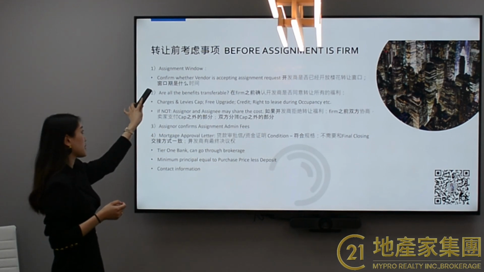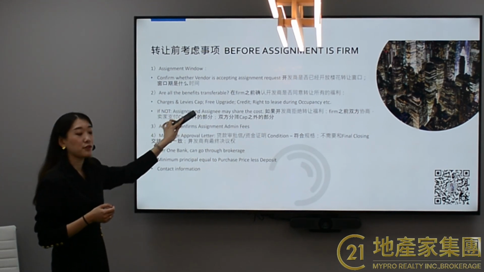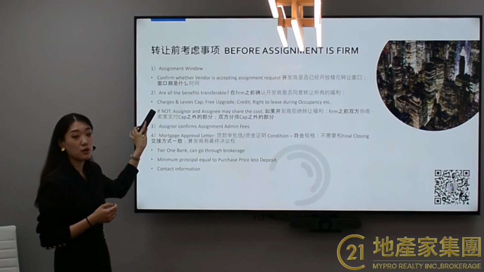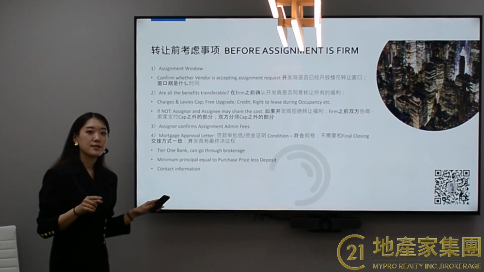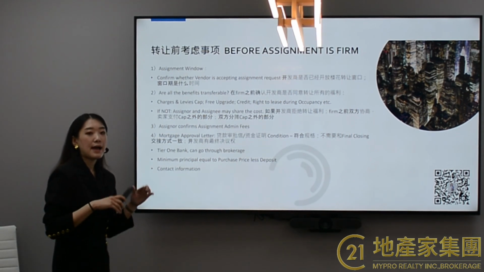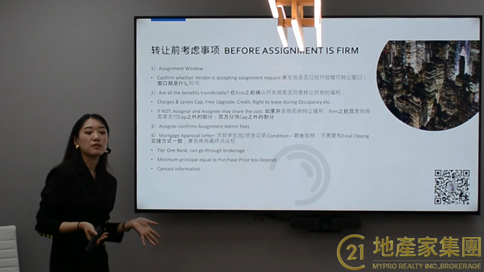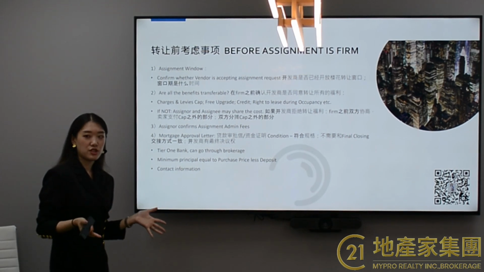But if you don't do this, if no one does this, then when are you going to find out those benefits are not assignable? You're going to find out when you receive the consent agreement from the vendor, and that's very late in the stage. At that point, you don't have any other condition left, right? So there's not much room for negotiation.